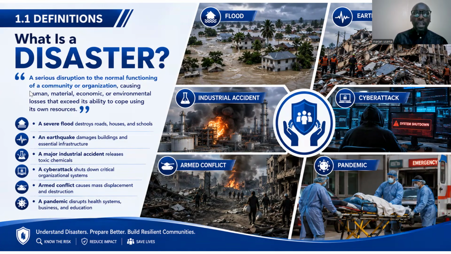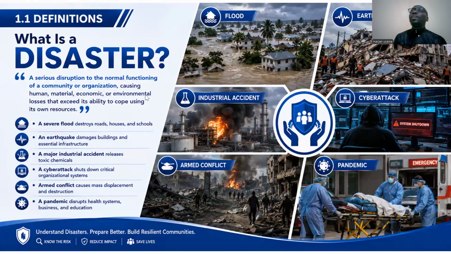So a disaster causes human loss. People can die because of disaster. When you're talking about material, you are talking about buildings being destroyed, roads, the infrastructure being destroyed. Then economic: when there is a disaster, people don't work. You have your business, but you cannot go to work because there is a flood or there is an earthquake. And because you cannot go to work, your business is not functioning and the economy is not moving, basically.